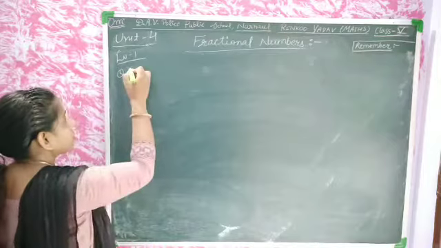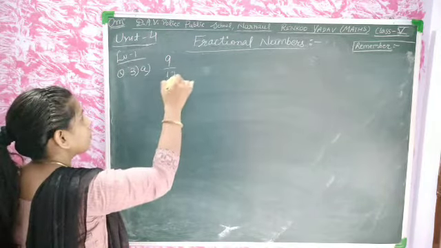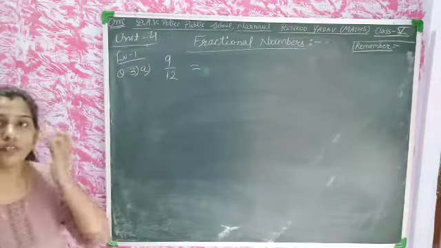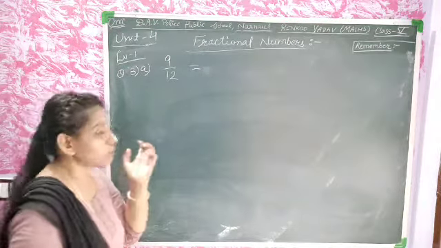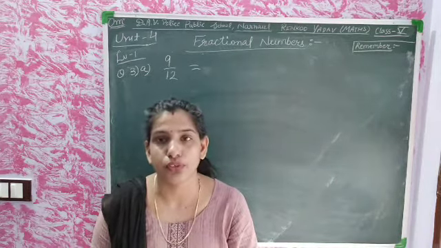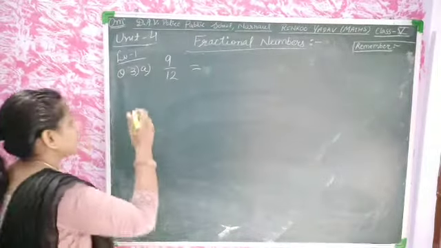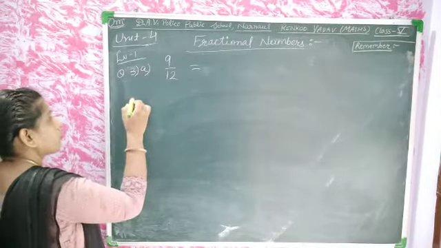In question number 3, part A, there is 9 by 12. Is this clear students? In this question we have to reduce into the lowest form. If this is not in the lowest form, first check it. Check whether this is in the lowest form or not.